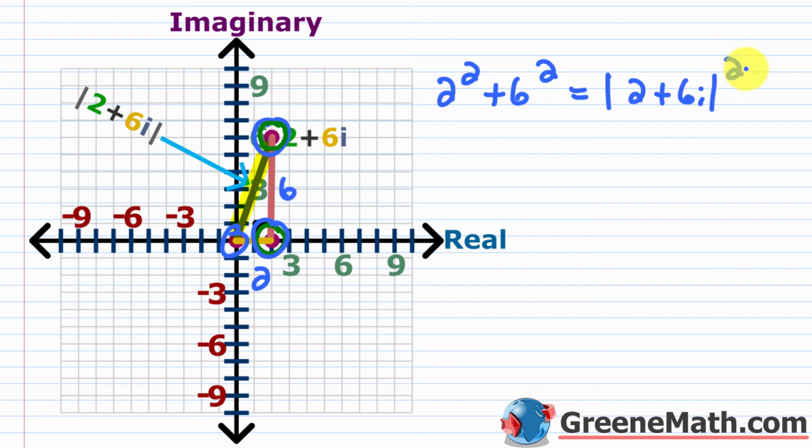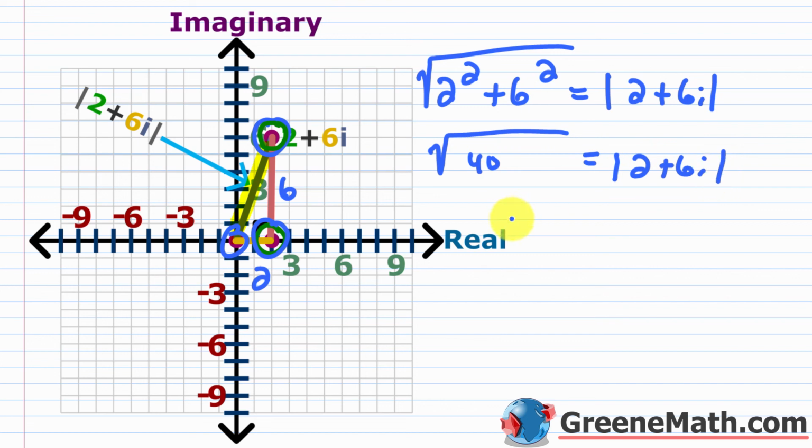We might as well just say that's squared, right? The a squared plus b squared equals c squared. Well, if I take the square root of each side, then I'm back to my formula, which gives me the square root of 4 plus 36, which is the square root of 40, okay? And again, we just simplify that, so we know that in the end, the absolute value of 2 plus 6i is going to be 2 times the square root of 10, okay? So you can see that graphically or just from using your formula.